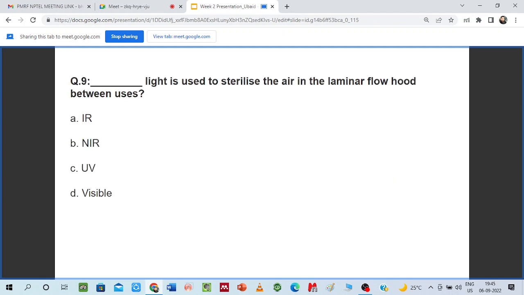Another question is: dash light is used to sterilize the air in the laminar flow hood between uses. The answer is UV light.